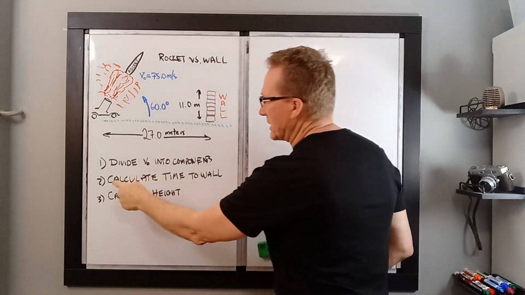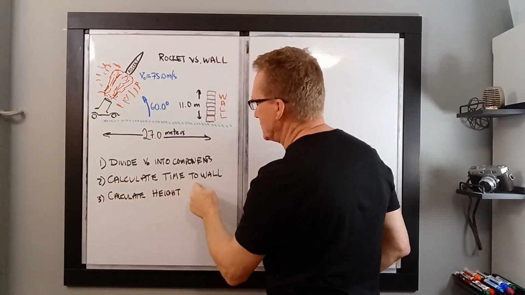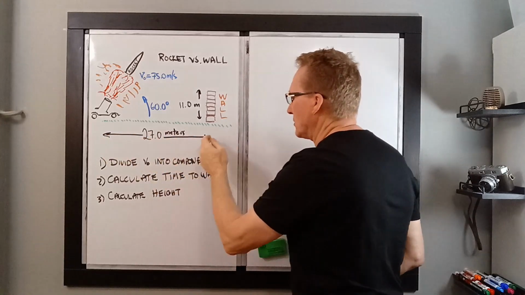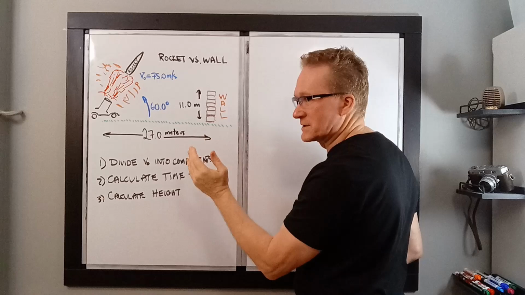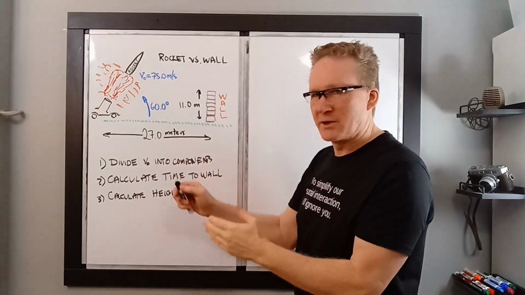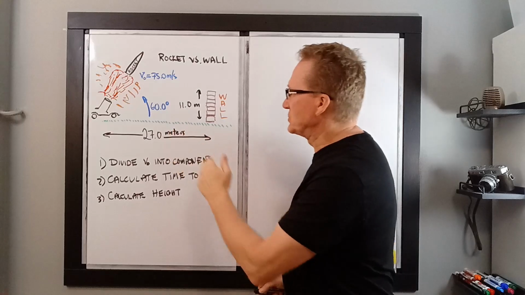And then secondly, we're going to calculate how long it takes to get to the wall. Using this x velocity, we want to find out how long it takes for the rocket to get here. Just the x component, that's all we need. Remember, we're looking at them independently. X and y components are independent in these kinds of projectile problems.